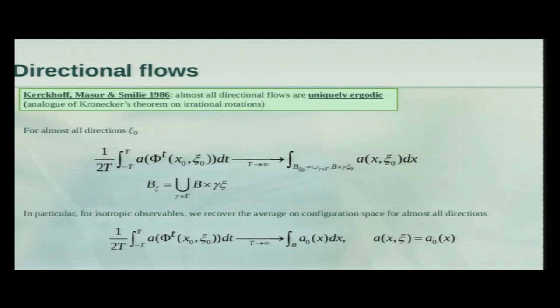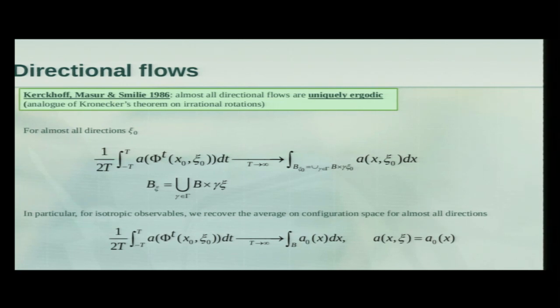So here is the general statement that in a rational polygon, almost all of these directional flows are uniquely ergodic, meaning in whichever position you start, so for almost all directions, in whichever position you start, the orbit is uniformly distributed. Okay, so the time average converges not to the space average, but to the average of the observable along this invariant surface, along the directional flow.